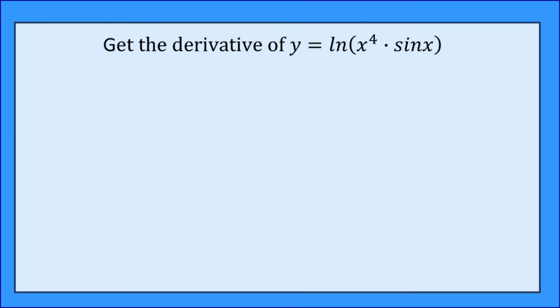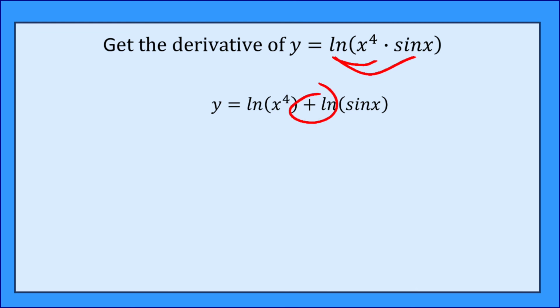So we're just going to distribute this ln here and here, and then we're going to have this. Why do we have this plus sign instead of the multiplication sign? It's because we apply the property of logarithm for a product. We can rewrite it as the sum of logarithms. That's why we have y is equal to ln of x to the 4th plus ln of sine x.